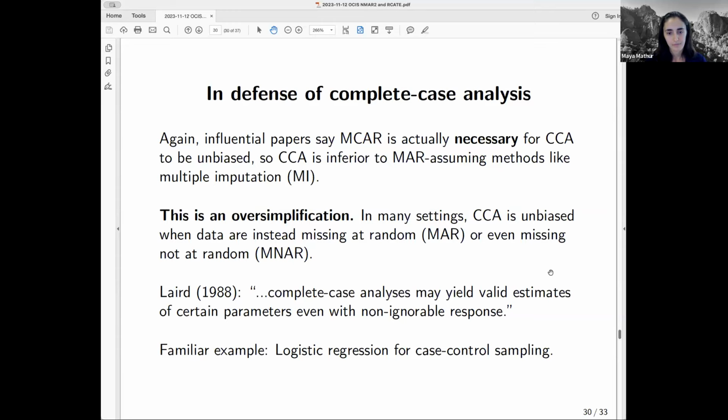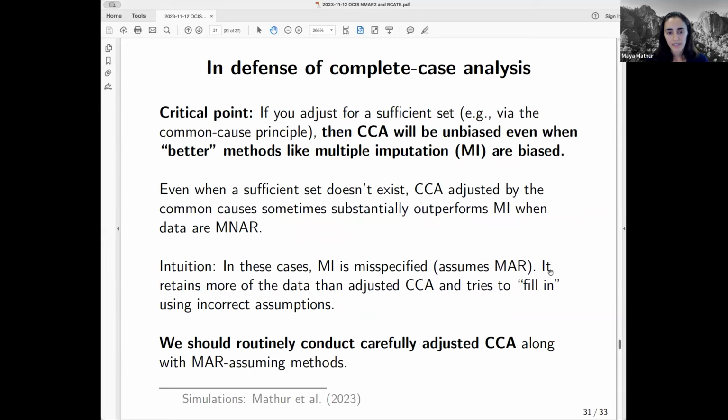And so the critical point is that if you adjust for a sufficient set of covariates using, for instance, this common cause principle or the SWIG criteria, if you have full knowledge of the causal structure, then a complete case analysis will actually be unbiased, even when methods that are sometimes described as categorically better, like multiple imputation, may be biased.